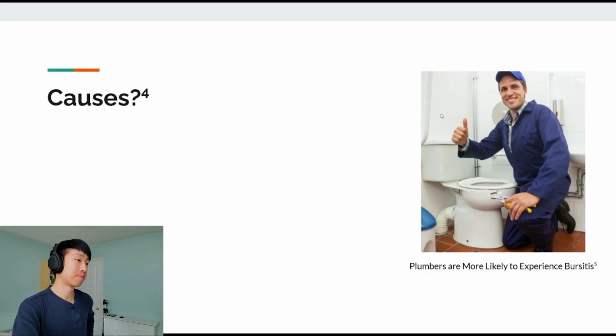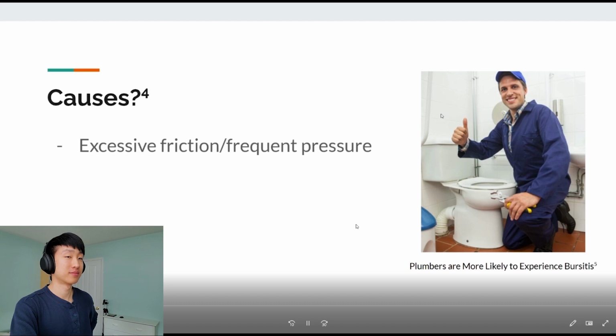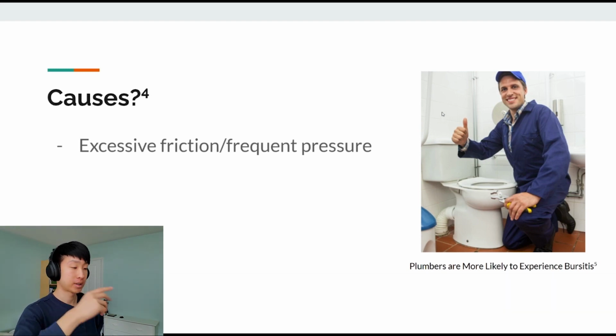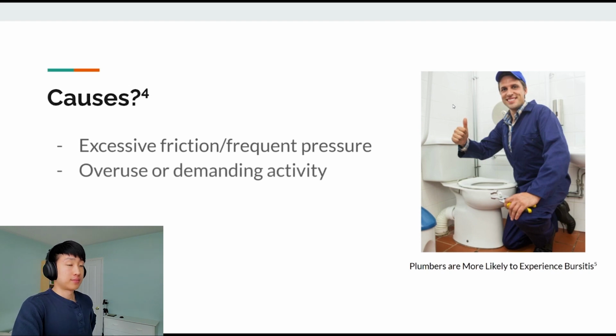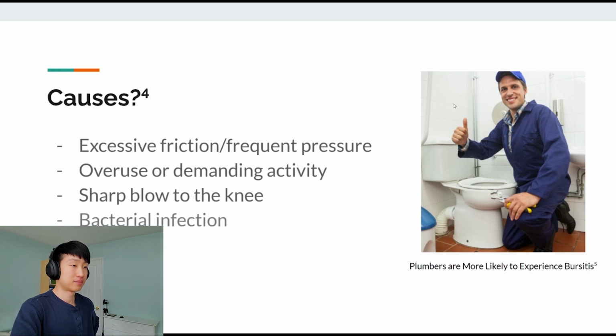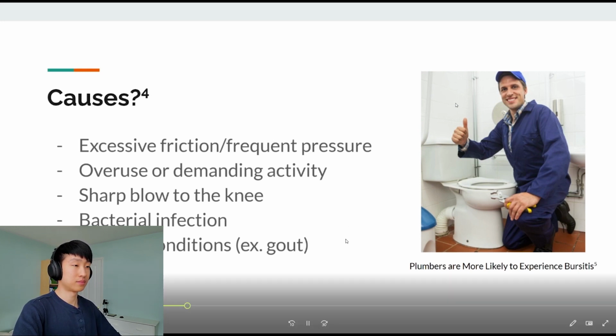What does Joe do? He kneels a lot. Excessive friction or frequent pressure, such as kneeling, is one of the main causes of bursitis. Other causes are overuse or demanding activity, a sharp blow to the knee, for example in sports like wrestling, a bacterial infection, or an existing condition such as gout or osteoarthritis, which can also affect your susceptibility to getting bursitis. So, because of all this kneeling and excessive pressure on his knee, Joe, as a plumber, is more likely to experience bursitis. So, he's pretty sad now.